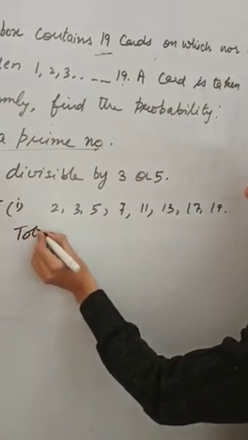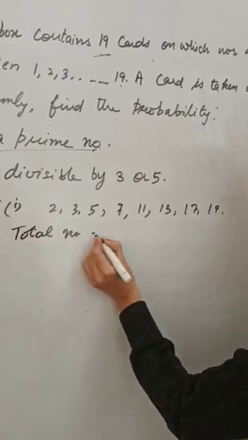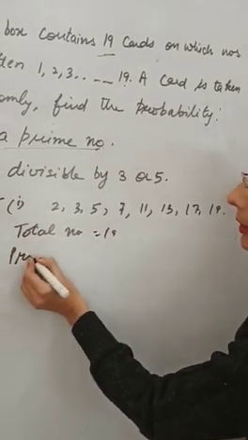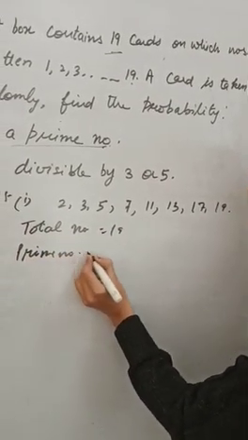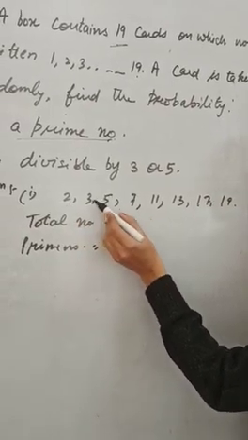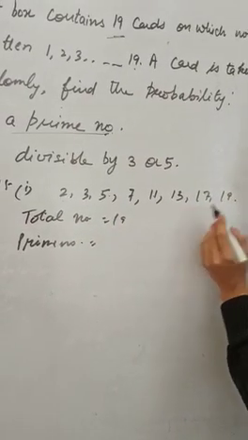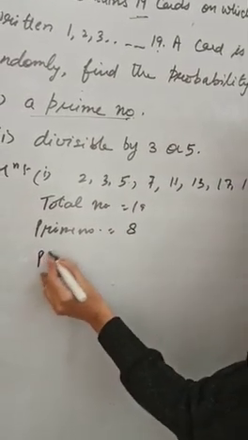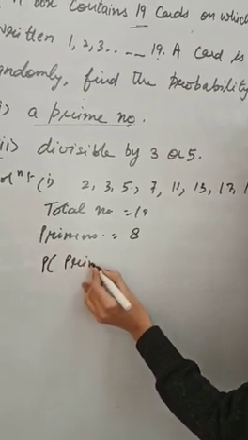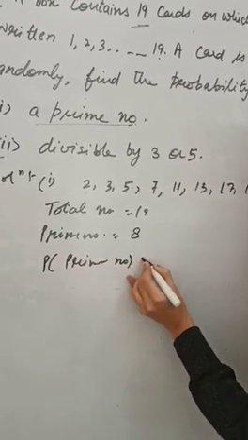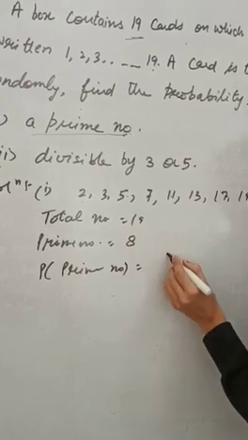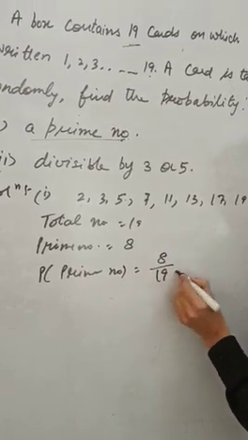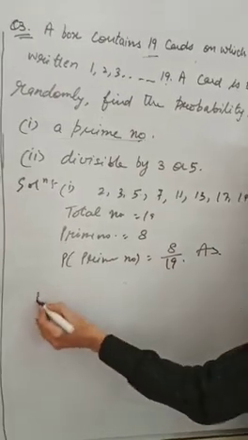So firstly we write total numbers are 19 and prime numbers are, you can count here, 1, 2, 3, 4, 5, 6, 7 and 8. So those are the 8. So the probability of prime numbers as the first part will be favorable outcomes 8 and total outcomes 19. So this is the answer of the first part.